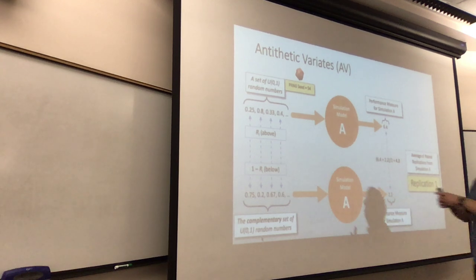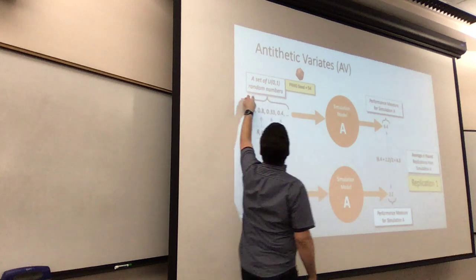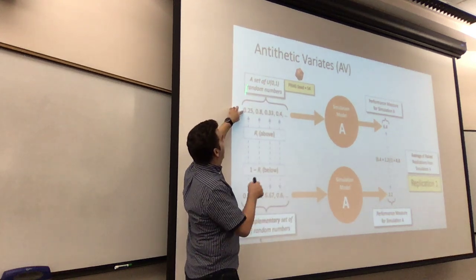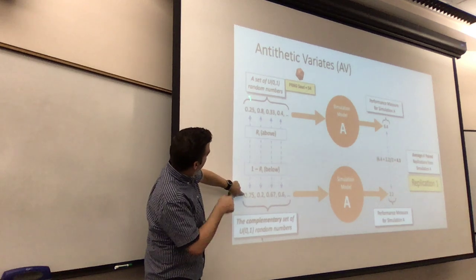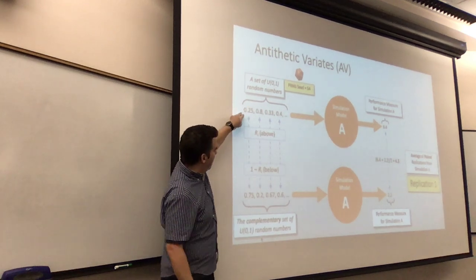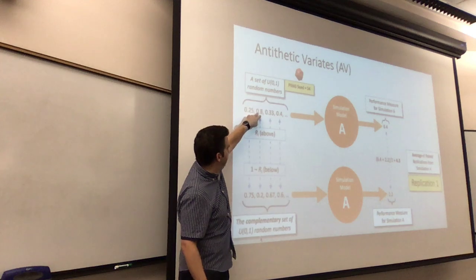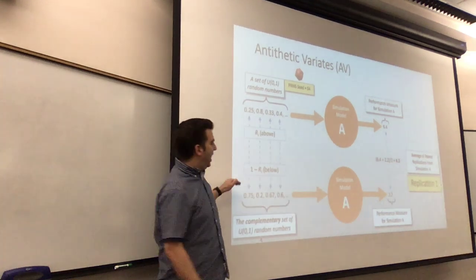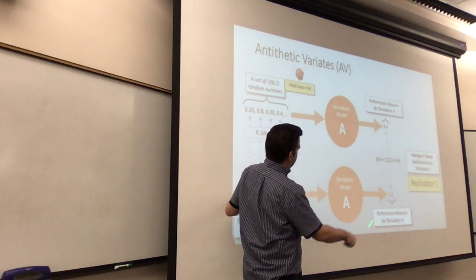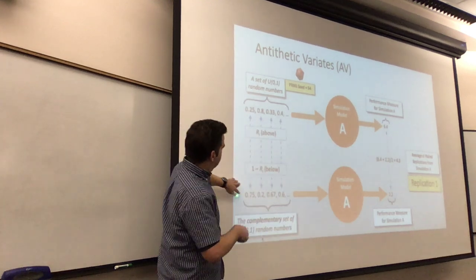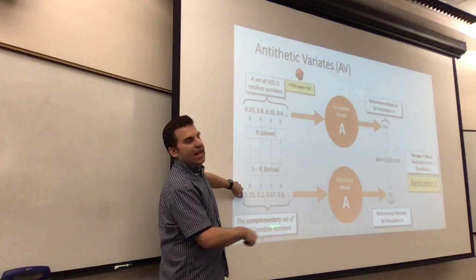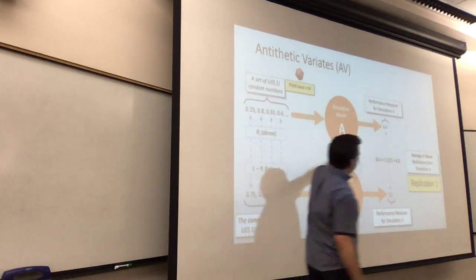You draw the random numbers once up here, and you get a set of U01 random numbers. Then you create antithetic pairs, which are just 1 minus all of those. So 0.25 becomes 0.75, 0.8 becomes 0.2. Then I can run the simulation model again, but instead of calling the random number generator, I just use these as my random numbers. I run that in, and then I get 2 different outputs.